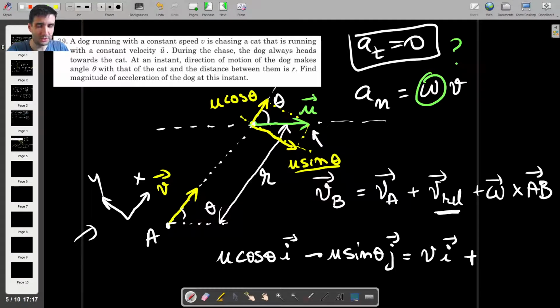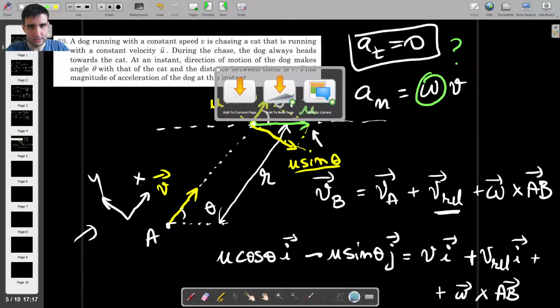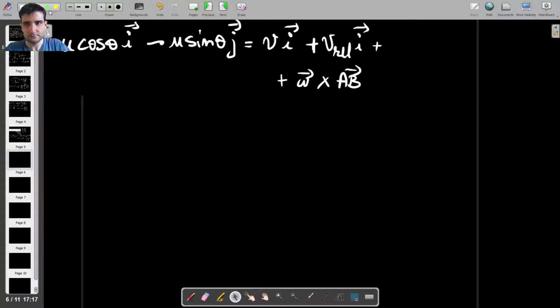This component of relative velocity only takes into account the change, the lengthening or the shortening of the distance between the dog and the cat. So it only has an x component in this case. So this is v rel times i plus, and I'll just write omega cross AB here, and then we'll do it on the next page. So let me just take this with me, and let's see how we can expand this a bit more.